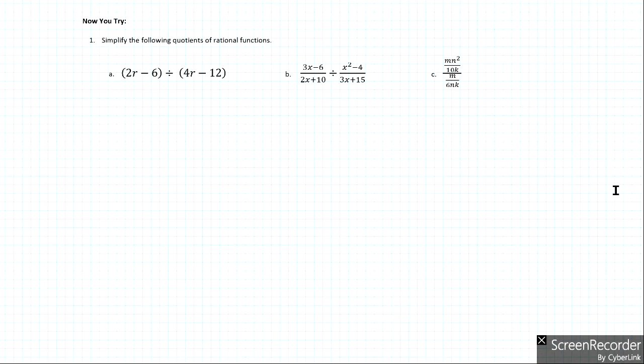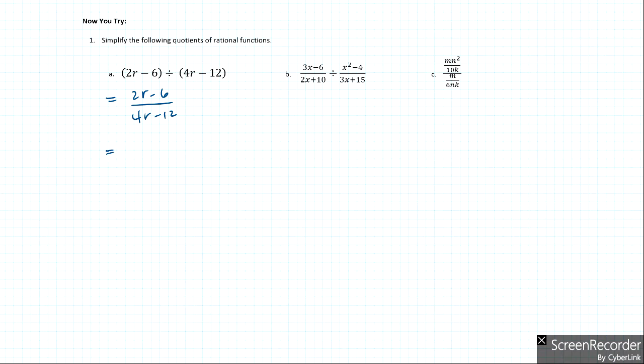And in part A, we have this division problem. If we want to work with that, we can go ahead and write it in rational form. So this is really 2r minus 6 all over 4r minus 12. And to simplify it, we're going to check again to see whether we can factor anything any further.